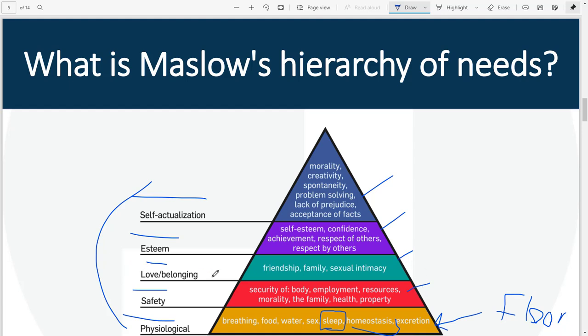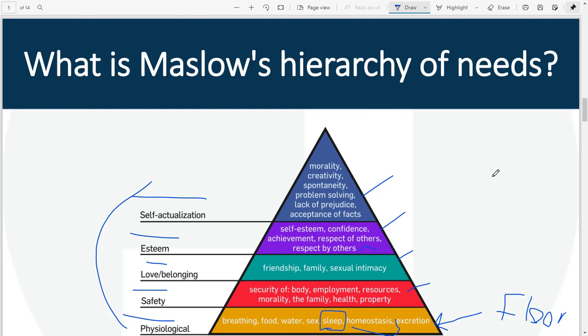The third floor is love or belonging. We need friendship, family, and sexual intimacy. And fourth floor is esteem, self-esteem, respect by others. This is important. Respect by others, achievement, confidence, respect by others and of others. And the fifth floor is self-actualization. This one is more about moral values. Actually, some people want to achieve gods. I don't know, these kinds of values.